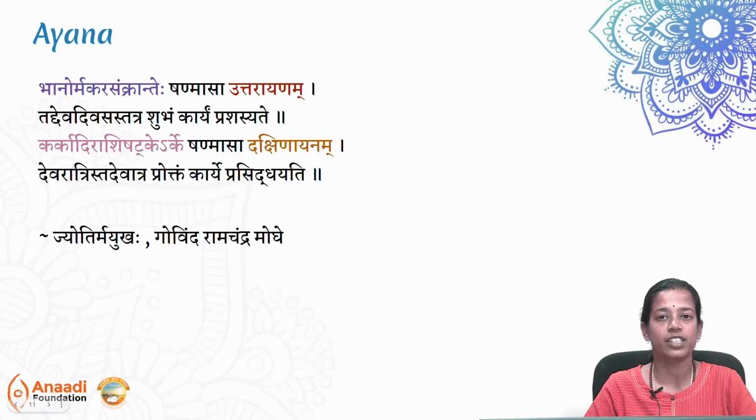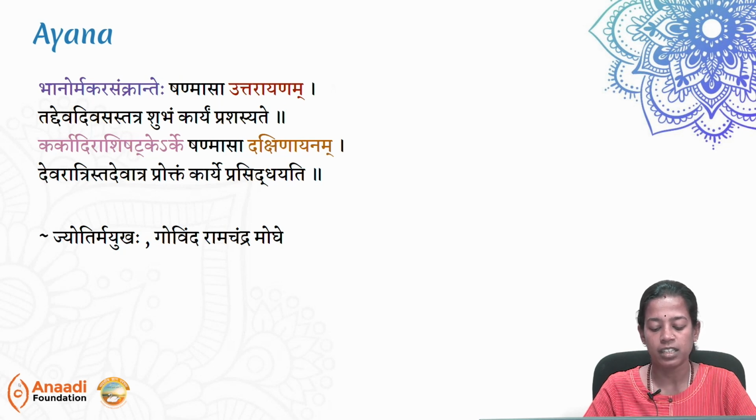Let's now try to chant this verse from the text Jyotir Mayukah, written by Govinda Ramachandra Moghe. Banor Sankrante Shanmasa Uttarayanam Taddeva Divasastatra Shubham karyam prashasyate. Karkadirashi Shatkerke Shanmasa Dakshinayanam Devaratristadevatra Proktam Karye Prasiddhayati.